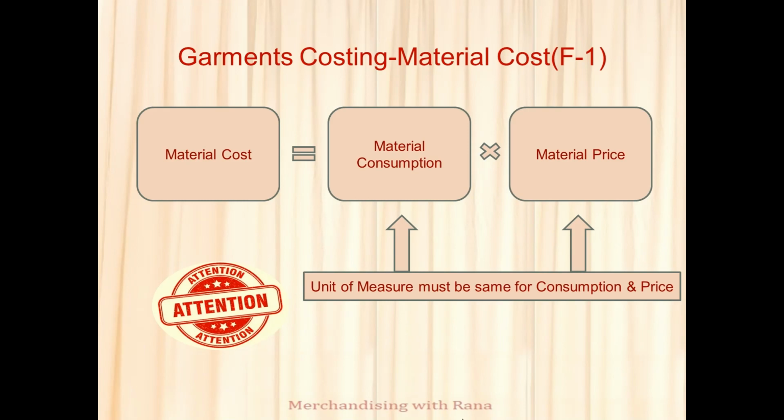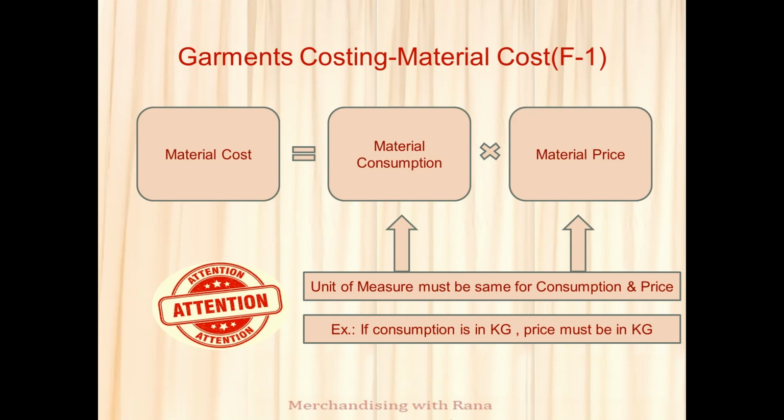For a beginner, it is easy to make this mistake, because maybe you are getting consumption from your CAD department in kg, but you are getting the price from your fabric mill in meter. If you multiply values from different units of measure, your calculation will be wrong, and it is a major mistake. If your consumption is in kg, your price must be in kg. You can convert kg to meter or meter to kg. There is a formula; I will discuss it in another video.